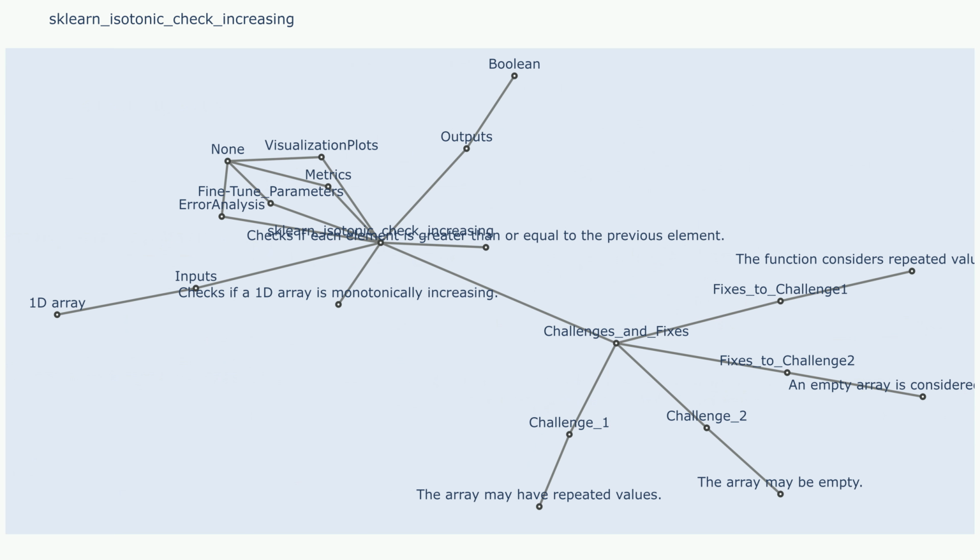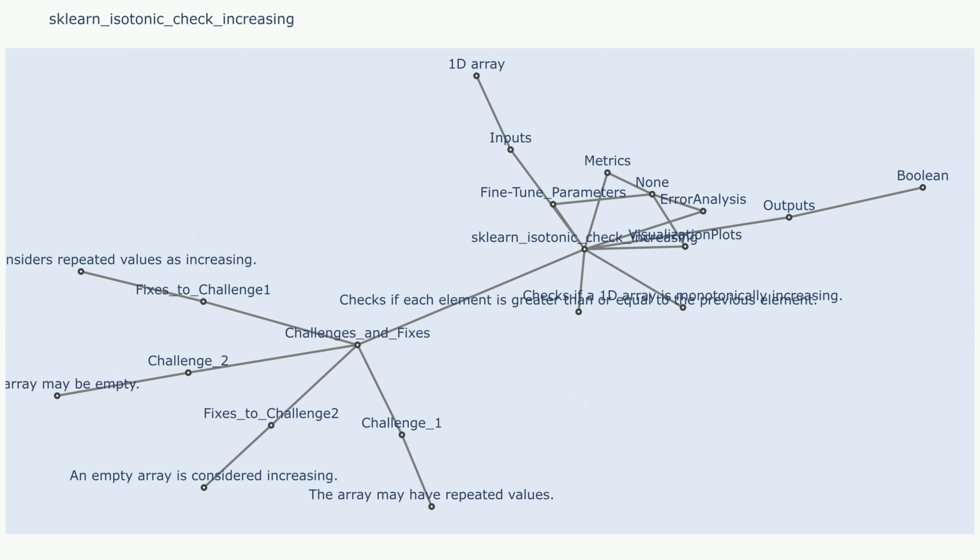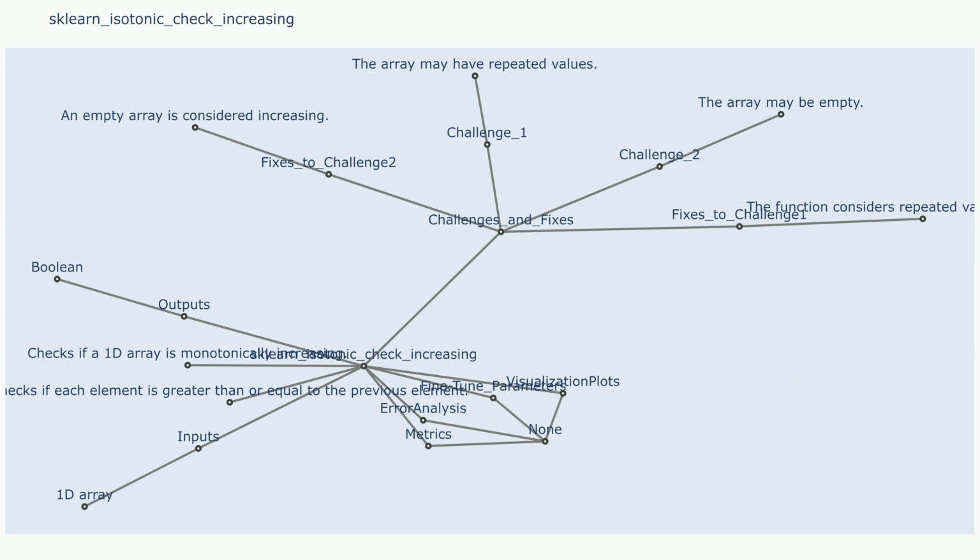Steps. Step 1. Explain in detail. The function iterates through the input sequence y. Step 2. Explain in detail. For each consecutive pair of values, it compares them based on the specified direction, increasing or decreasing. If the comparison fails to satisfy the monotonicity condition, for example a decreasing value is found in an increasing sequence, the function immediately returns false.